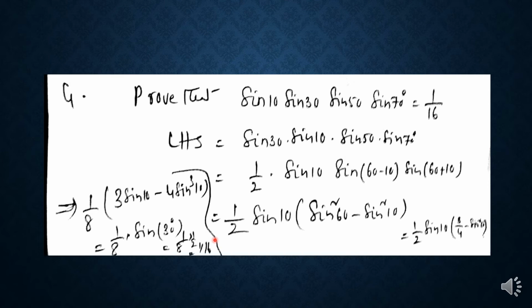So here in this problem, we used the formula sin(a+b) into sin(a-b) is equal to sin square a minus sin square b. And sin 3a is equal to 3 sin a minus 4 sin cube a, or 3 sin a minus 4 sin cube a can be written as sin 3a. Next problem.